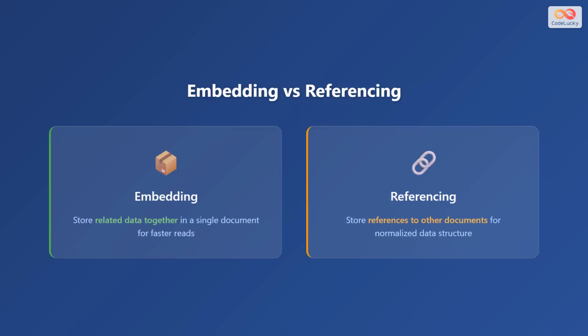Let's compare two fundamental approaches: embedding and referencing. Embedding involves storing related data together in a single document for faster reads. Referencing, on the other hand, involves storing references to other documents for a normalized data structure. We will look into when to use which approach.